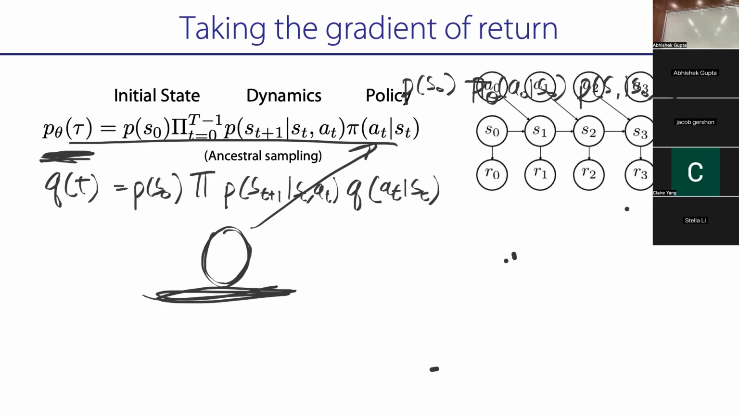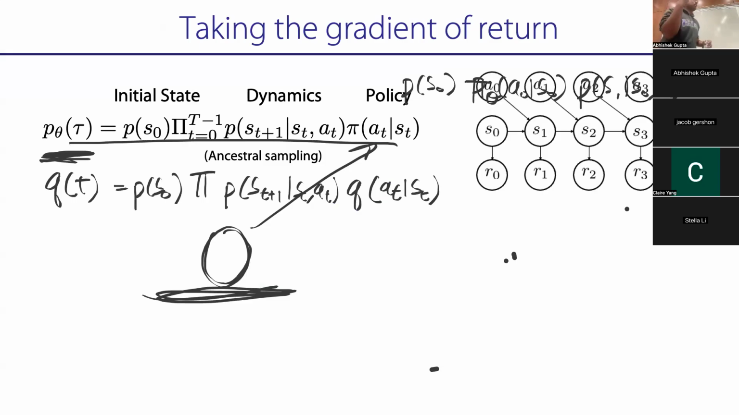If it's Q and there's a different quality in the next one, wouldn't ST plus one change? Oh, you're saying... You're evaluating the likelihood of the same trajectory under both, so the S's and A's are the same. It's just that Q and pi are different. It's not like I'm sampling from pi and from Q. I'm always sampling from Q, but I'm taking the ratio of the likelihood of the same trajectory under pi and under Q.